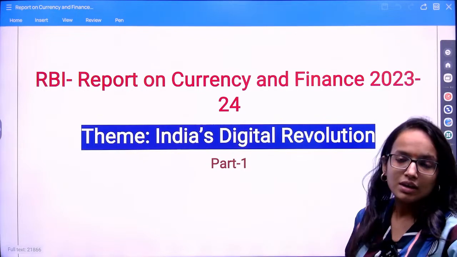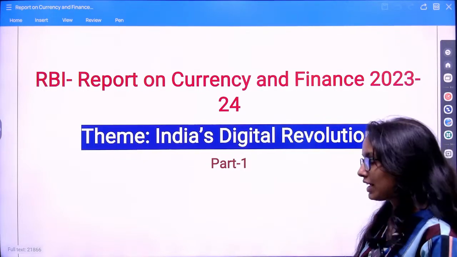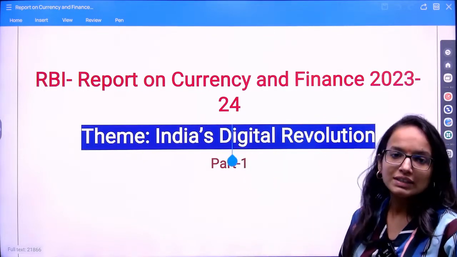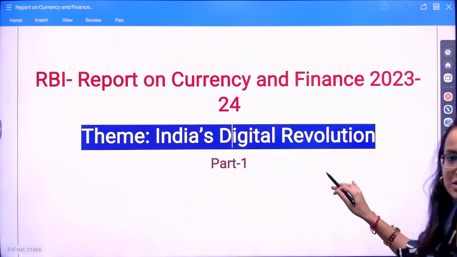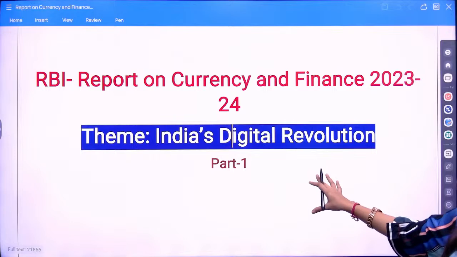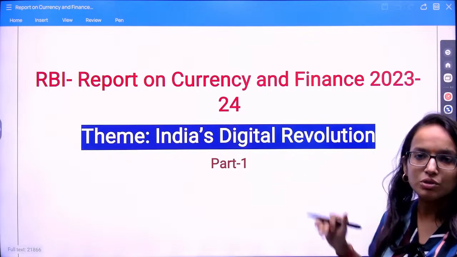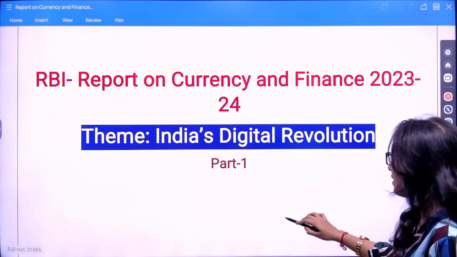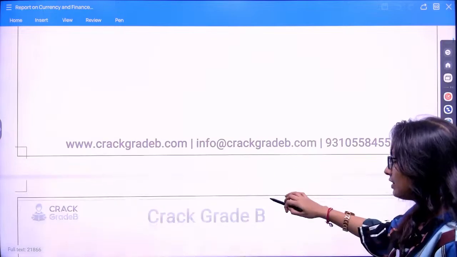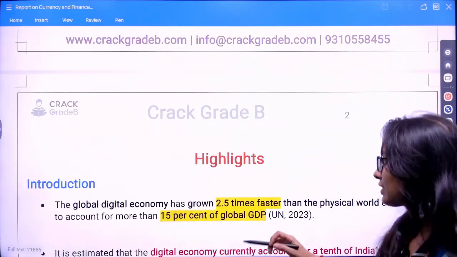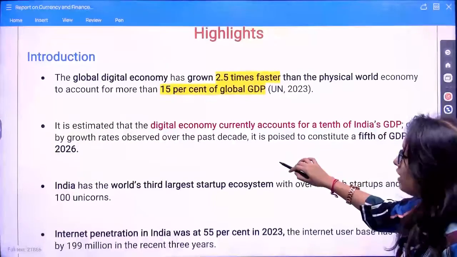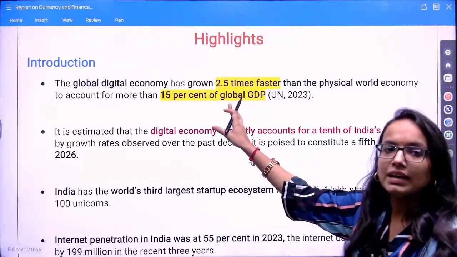So, this is this year's report on currency and finance. Remember the theme first of all. The theme for this year's report is India's digital revolution, as you can see here. This report is heavily highlighting the digital achievements of India, right? Let's begin with the analysis. First of all, let's see what the overall highlights are.